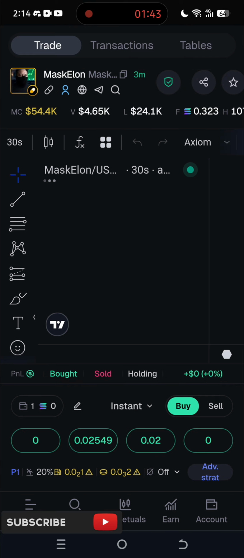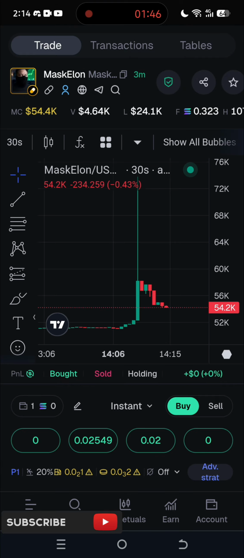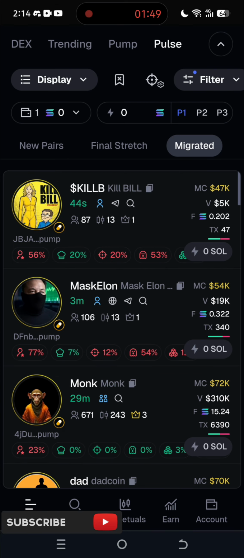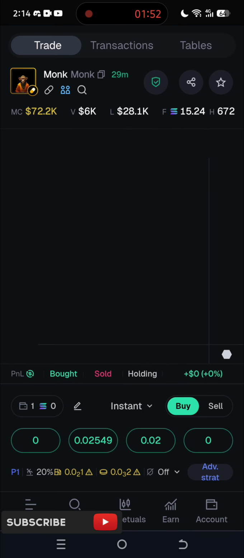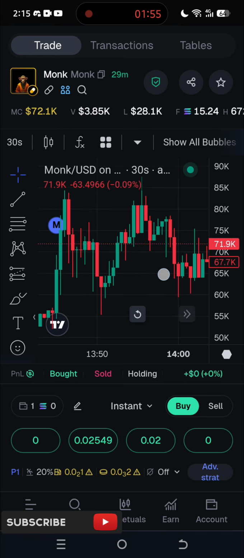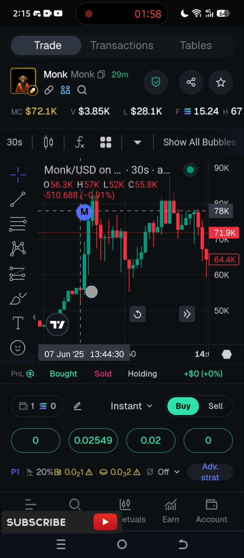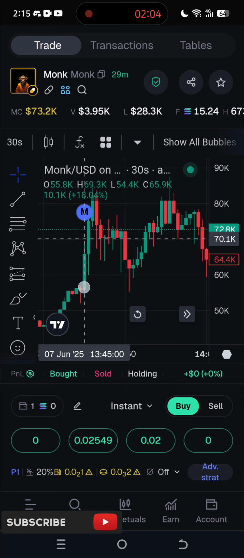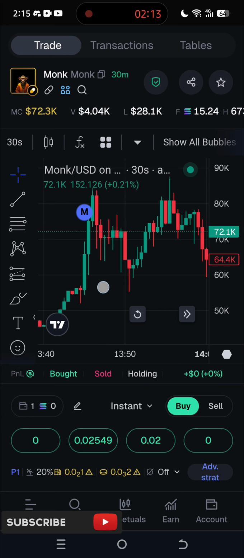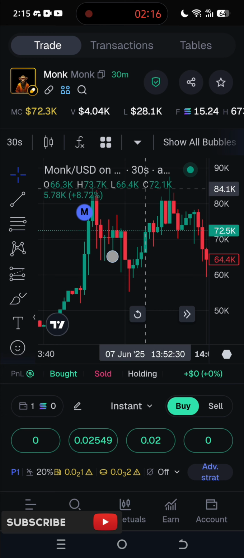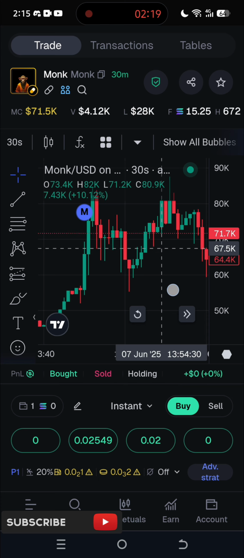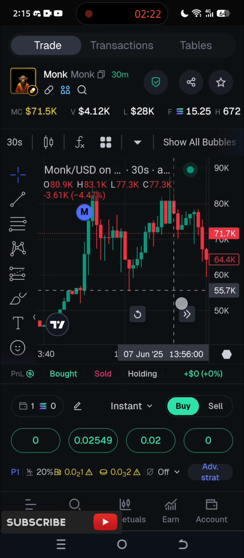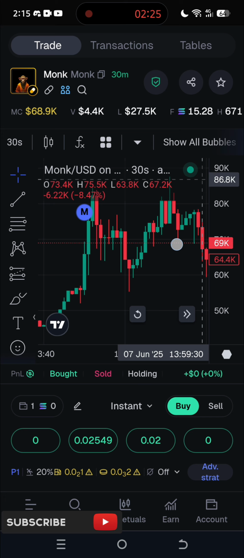Once a token migrates, there's going to be a dip, and that will create another entry. So this is the migration. You can see this is the migration. It migrated around this 63,000. Then it went up, went as high as 84,000, and went down to 55, then went up again to 86.